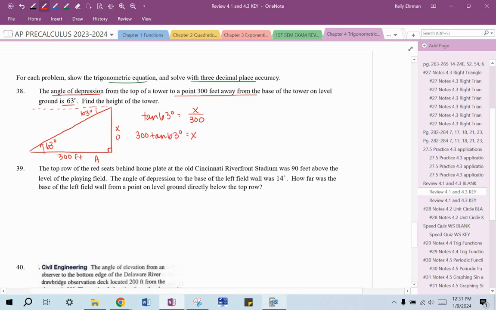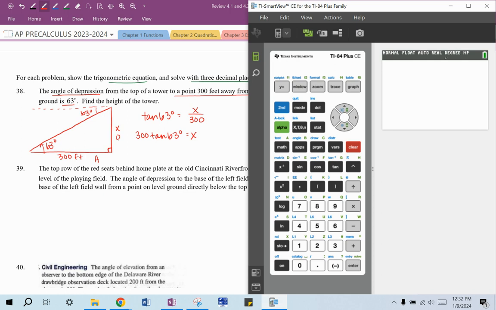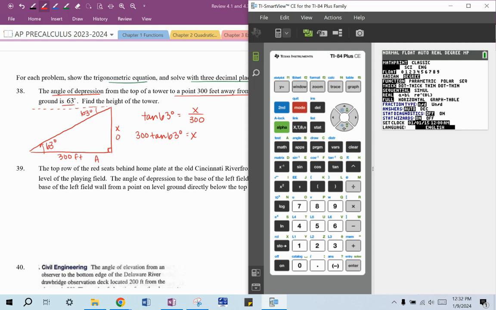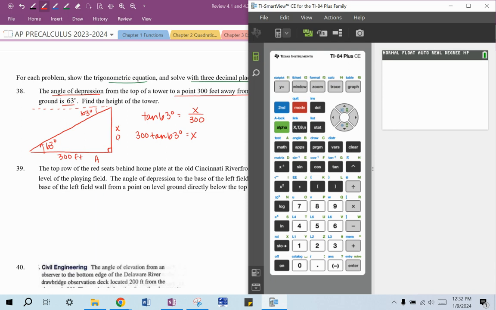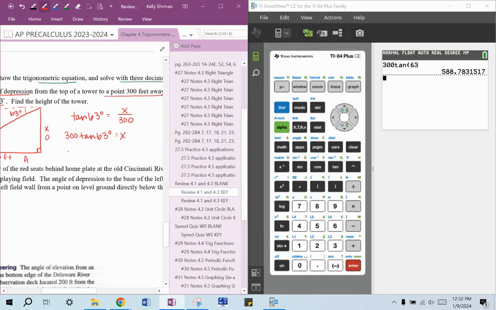When you plug this into your calculator, make sure your calculator's in degree mode. If it doesn't say degree up there, or if it doesn't show you, press mode. Make sure degrees is highlighted. If not, highlight it and press enter. And then carry on. So 300 times the tangent of 63. So x is approximately equal to 588.783. My label on x is feet because that's what the 300 was measured in.